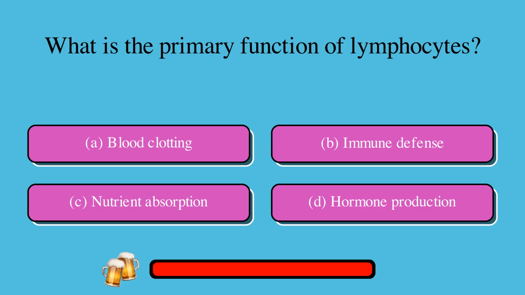What is the primary function of lymphocytes? A, blood clotting, or B, immune defense, or C, nutrient absorption, or D, hormone production?